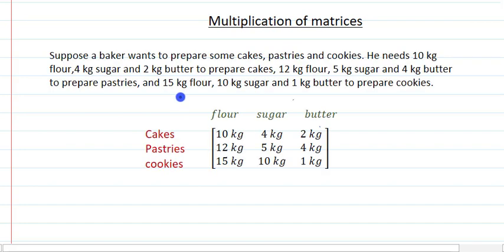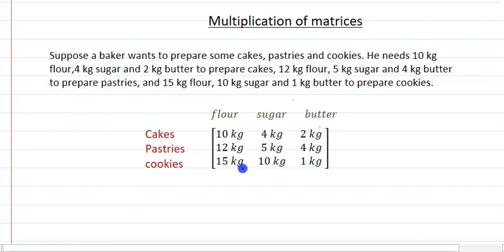Let us discuss multiplication of matrices, the fourth operation on matrices. To understand multiplication of matrices, let me take you to the example that I took in the starting to explain what matrices are. We took one situation in which a baker wants to prepare some cakes, pastries and cookies with flour, sugar and butter. Then we represented this problem in this shape and we call this a matrix.